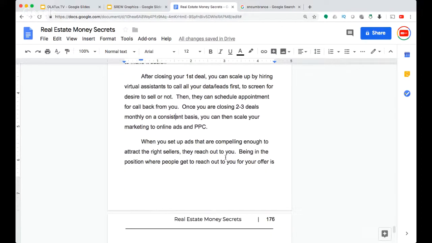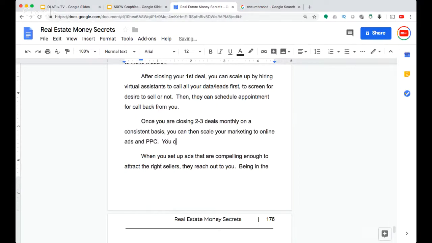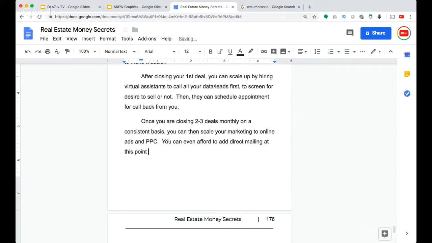When you set up ads that are okay, you can even afford to add direct mailing at this point, of your real estate area.